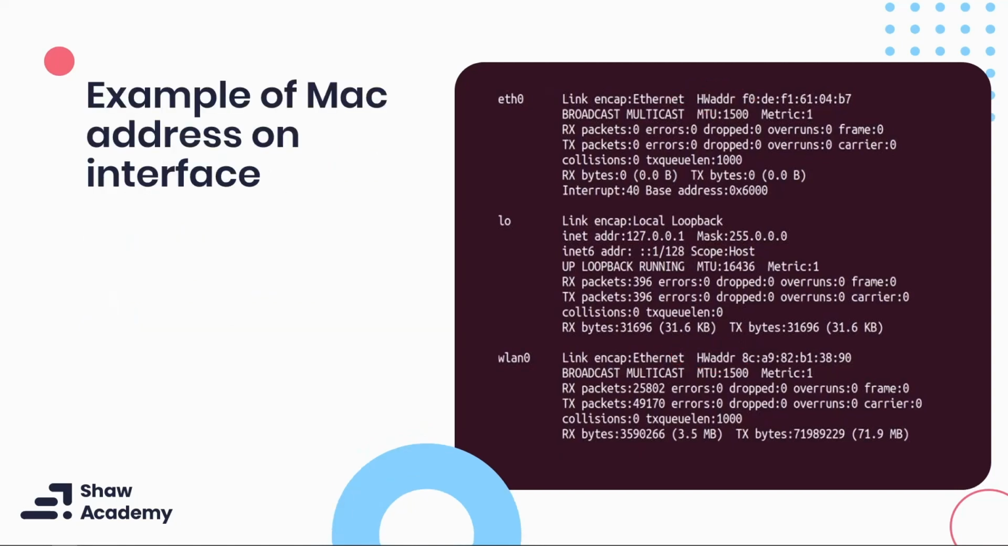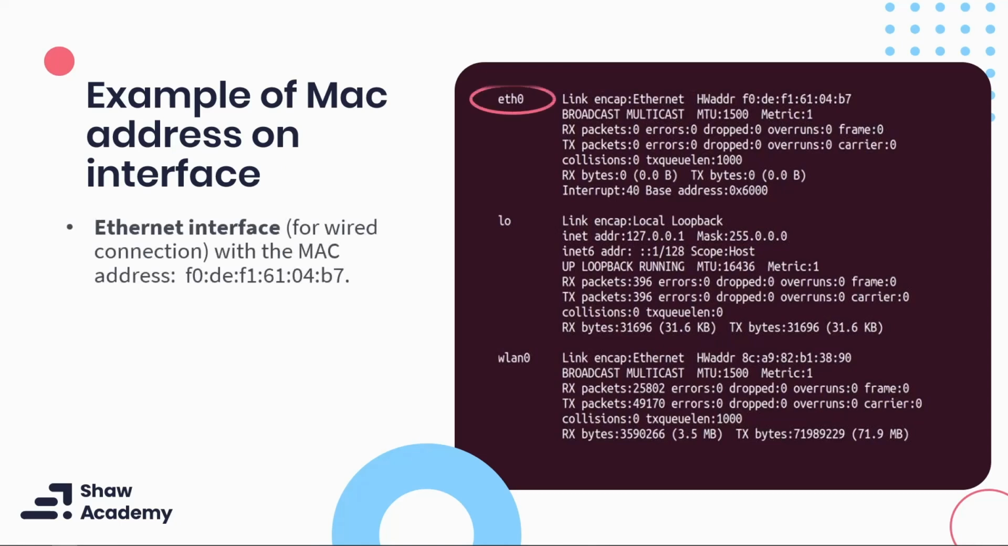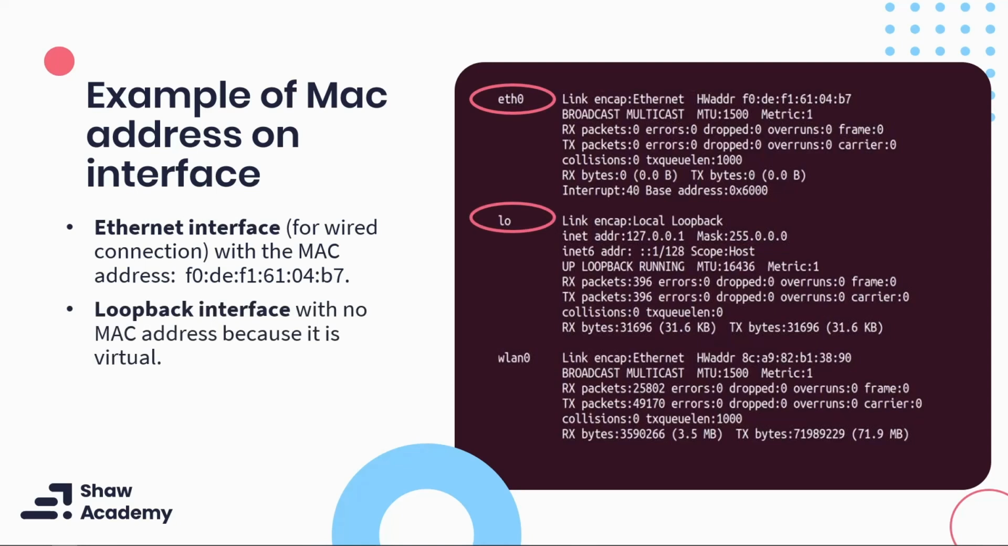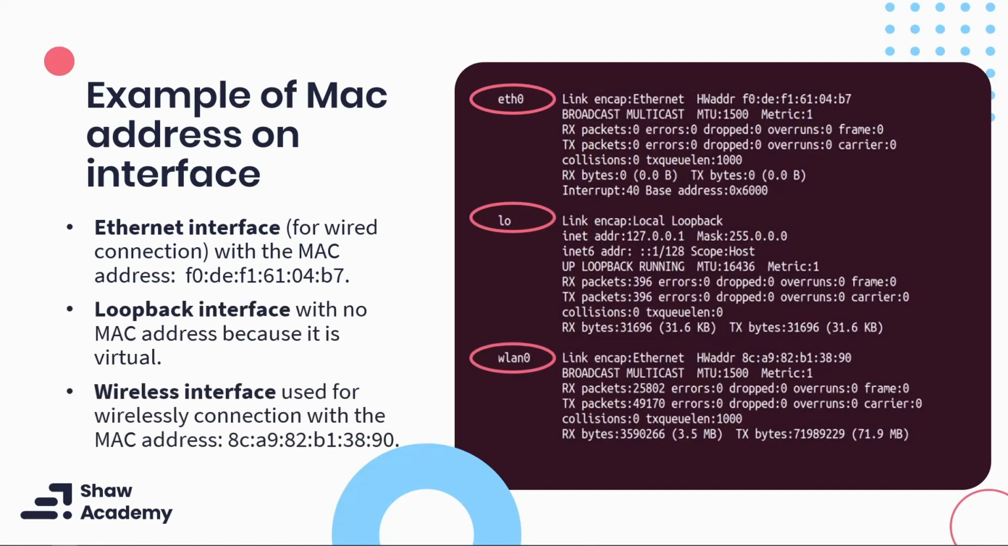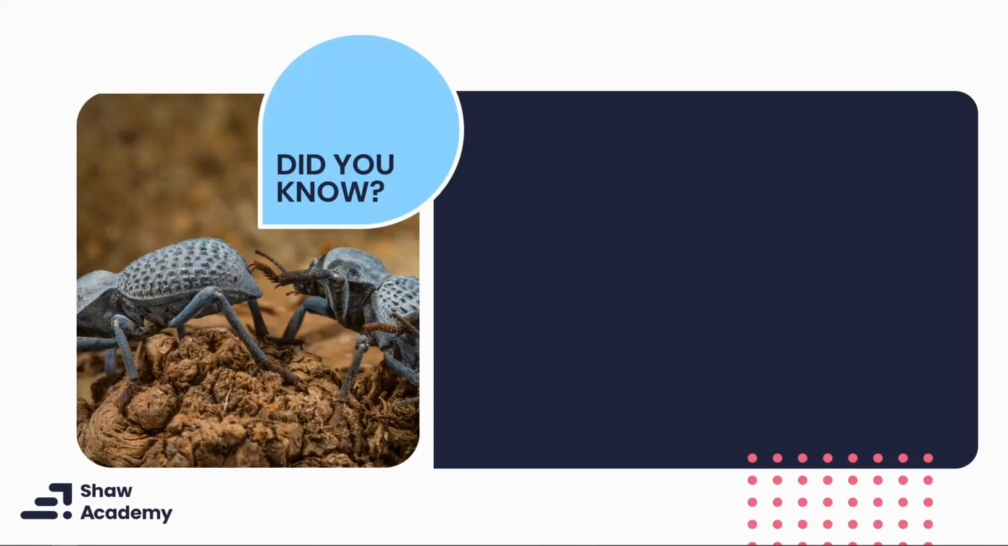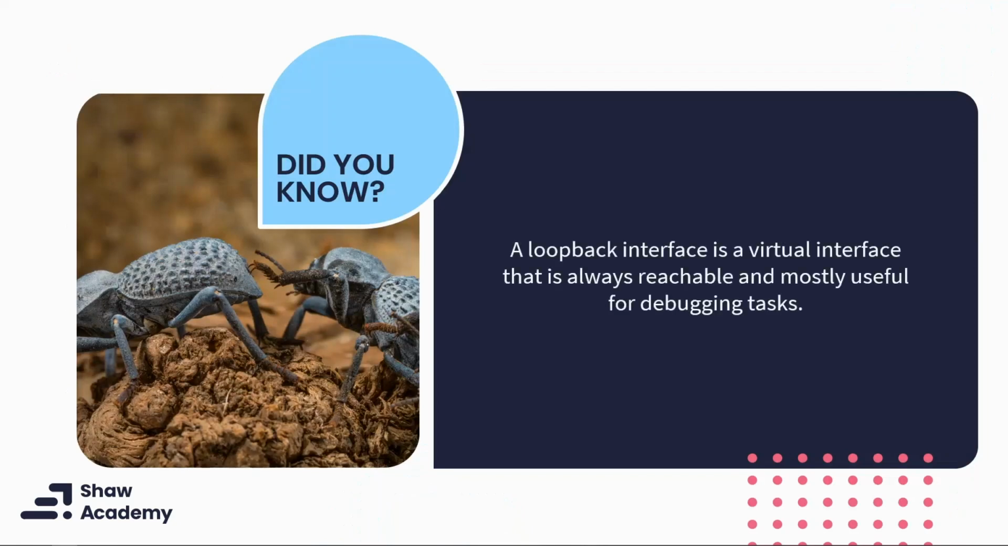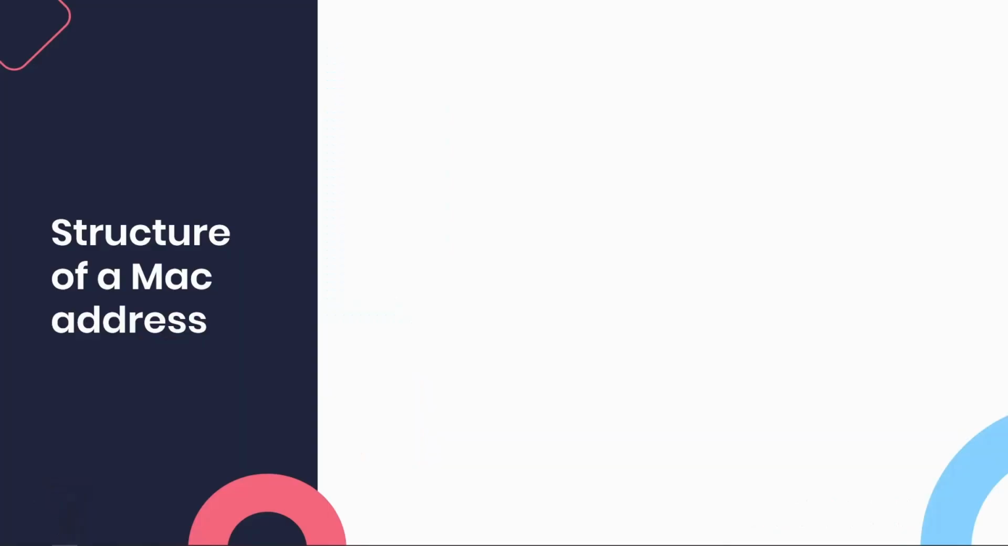The interfaces present in this particular device are an Ethernet interface for wired connection with a MAC address, a loopback interface with no MAC address because it is virtual, and a wireless interface used for wirelessly connecting with a MAC address. Did you know a loopback interface is a virtual interface that is always reachable and mostly used for debugging tasks? This is because its IP address can always be pinged if any other switch interface is up. So there were MAC addresses in two of the interfaces in the example we have just looked at.